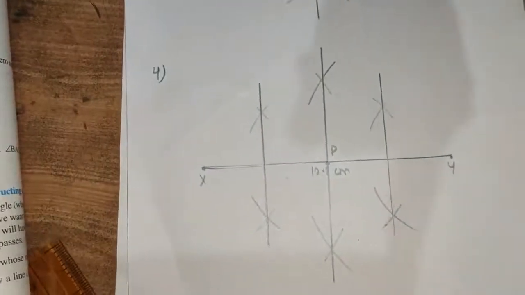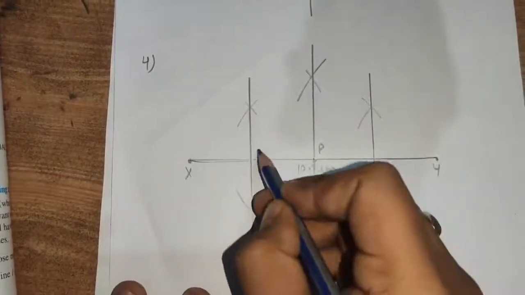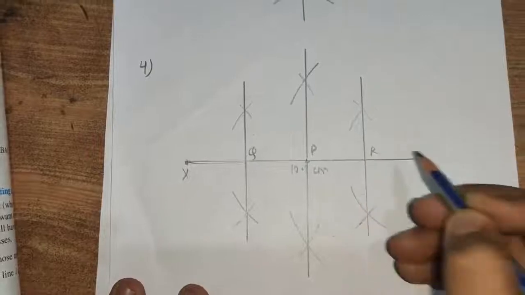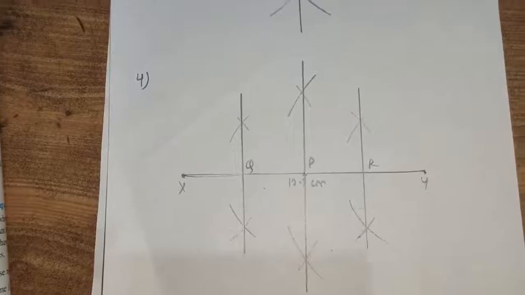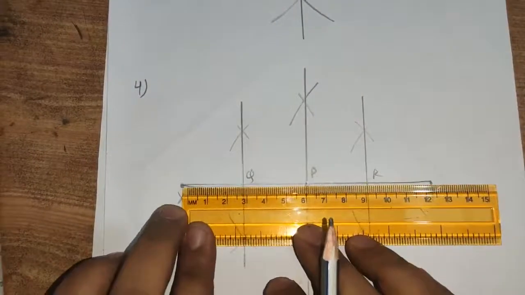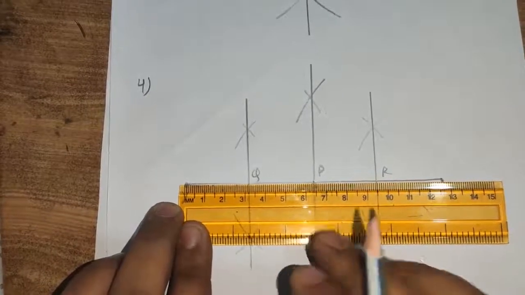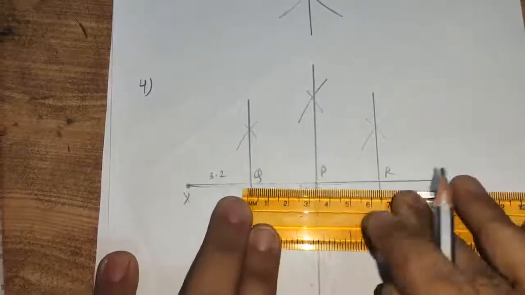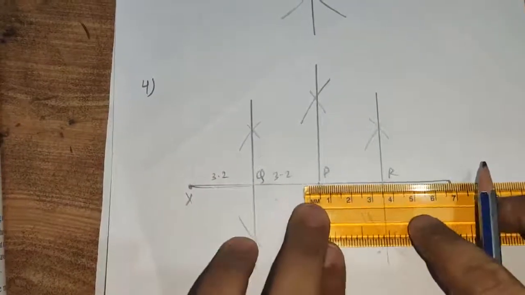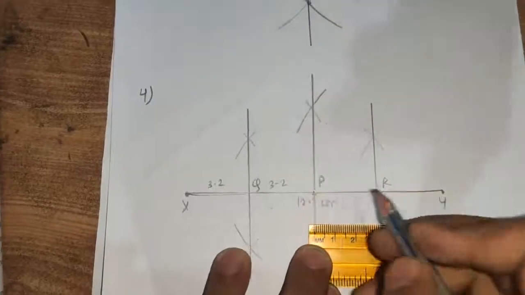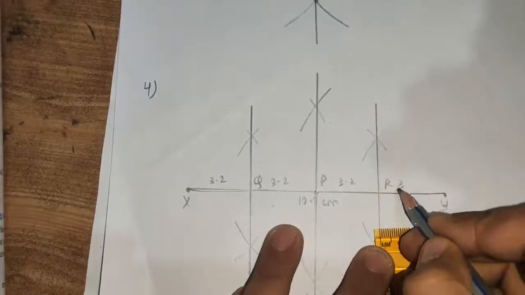Now you can see this line is divided into four equal parts, and we can name them: this is Q, this is R. Now the question is asking also to verify by actual measurement. So we will measure all parts one by one. Now here you can see this is 3.2, this QP is also 3.2, this PR is also 3.2, and this RY is also 3.2.